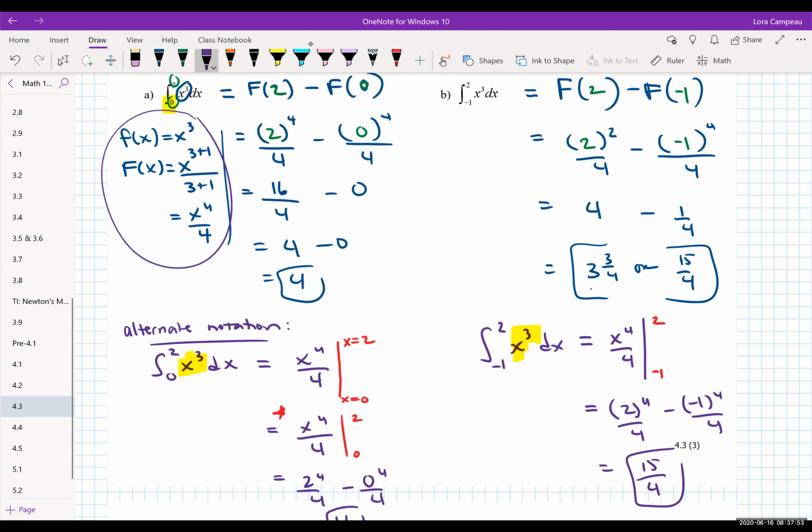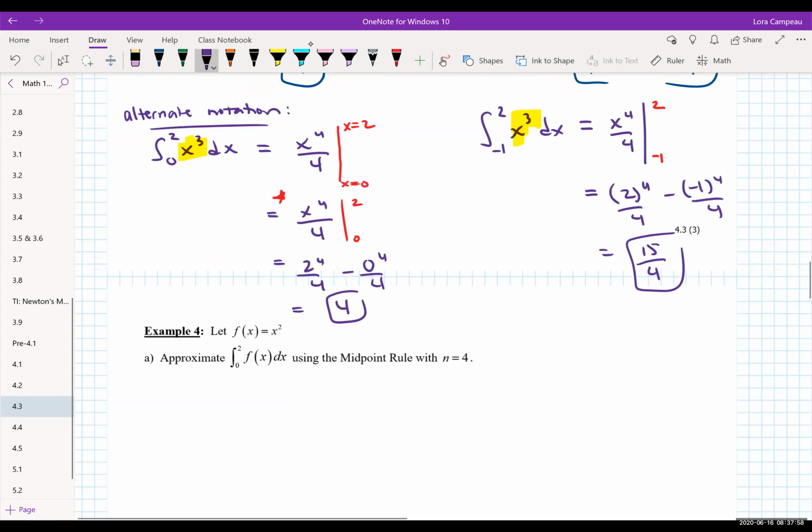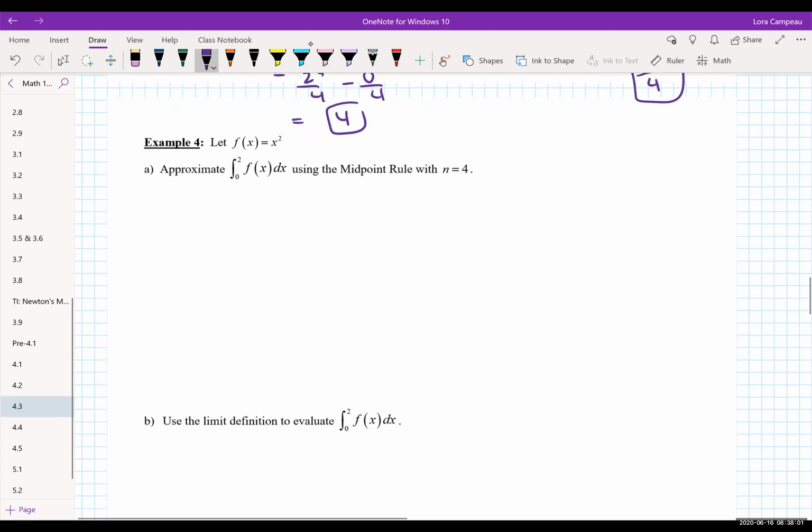So once you get used to that, this is a good problem to go over where we ask you a few different ways to evaluate integrals, so you can see the difference. It's a good idea to test questions like this. They like to compare all 3 methods. And ideally, these are all supposed to be the same. So for part A, they want us to approximate the integral using the midpoint rule with n equals 4.